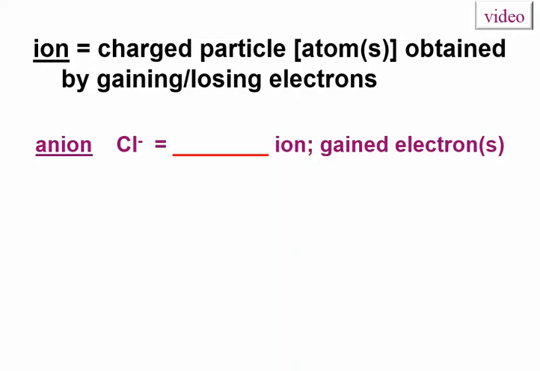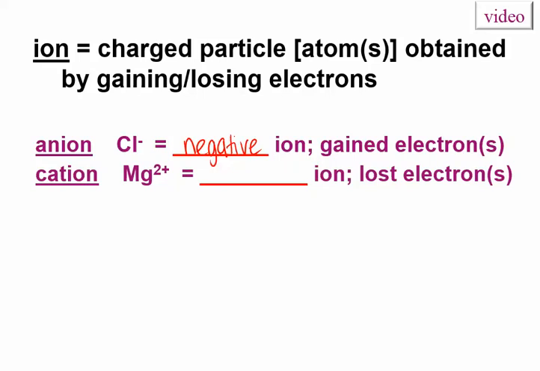Many compounds are made up of ions. Ions are when you have an atom that has gained or lost electrons and it has a charge. The charge can be positive or negative. An anion is when the charge is negative, and that means that it has gained electrons. Electrons are negative, so that's why it makes the atom negative when it gains.